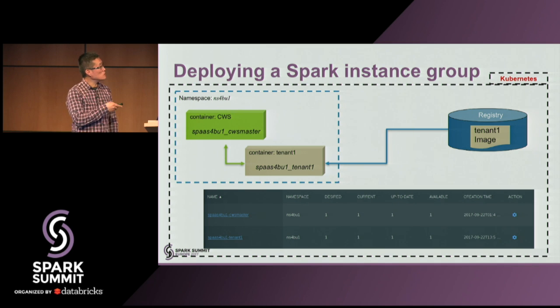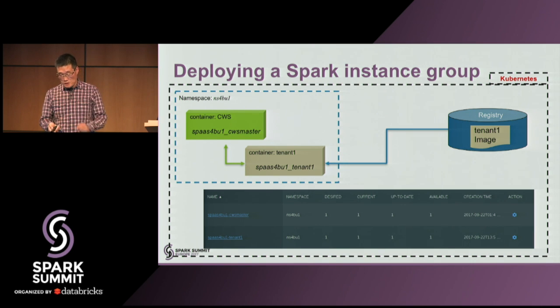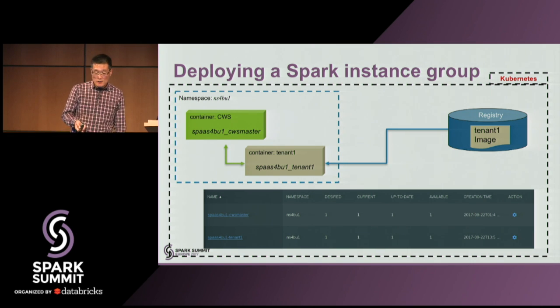So the bottom diagram is a Kubernetes dashboard. From here, every row is a deployment, and it shows some metrics like what the namespace is, what the desired or expected number of containers is, and available is the real number of available containers assigned to the deployment.